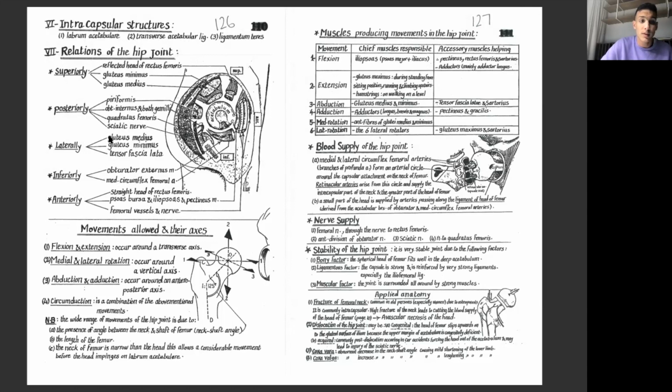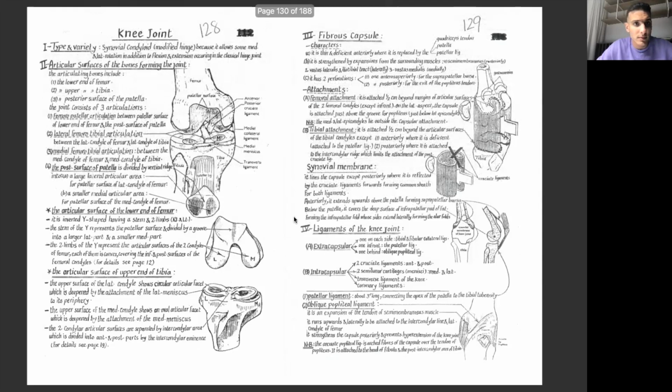You're going to learn so much about those muscles in the future, but I'm not going to discuss it. Don't worry about it right now. Movements: flexion, extension, medial and lateral rotation, abduction, adduction, circumduction. Ball and socket, so many movements. Next, the knee joint, my favorite.